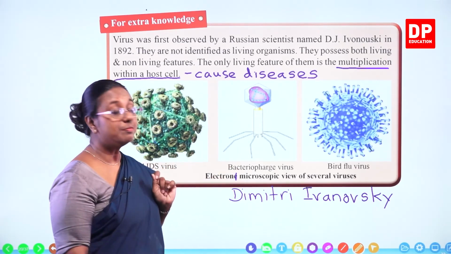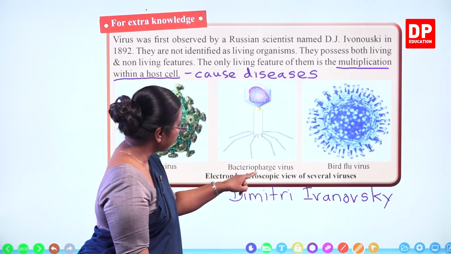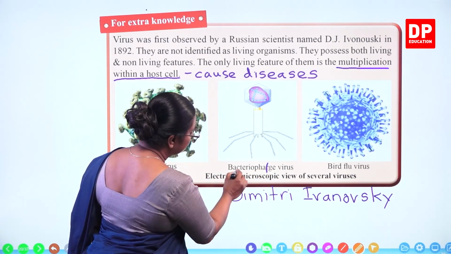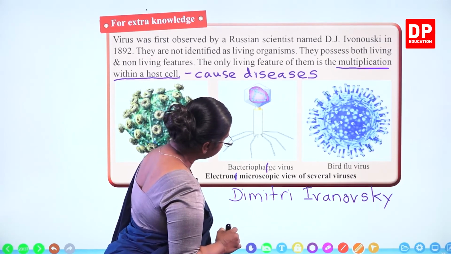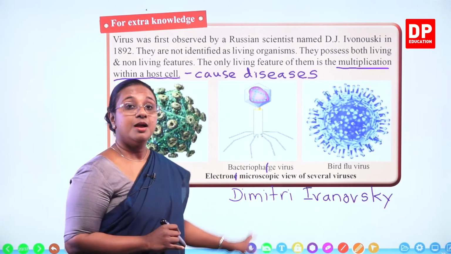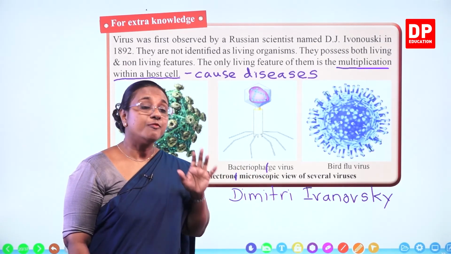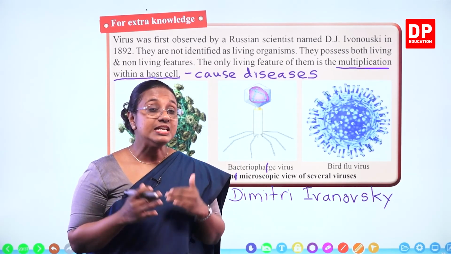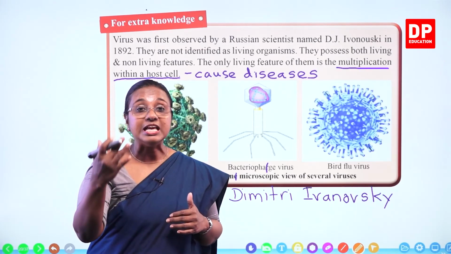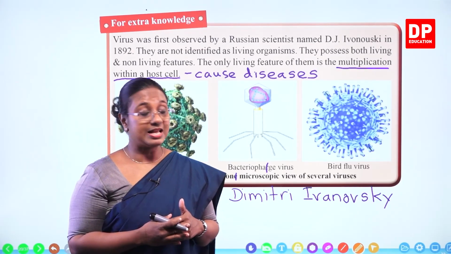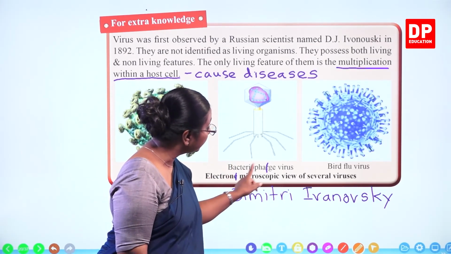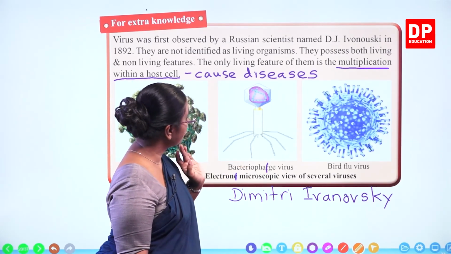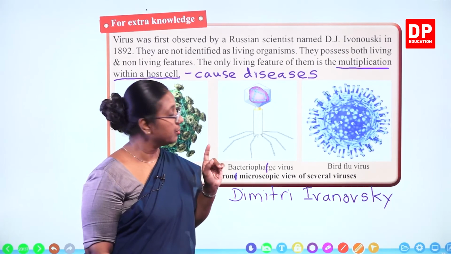Then there is the bacteriophage. Again, bacteriophage has to be spelled without the R there. B-A-C-T-E-R-I-O-P-H-A-G-E. Bacteriophage virus. From the name, you all can relate it to something, students. These viruses actually infect the bacterial cell. That's why we call them bacteriophage viruses. So this is the structure of a bacteriophage virus.